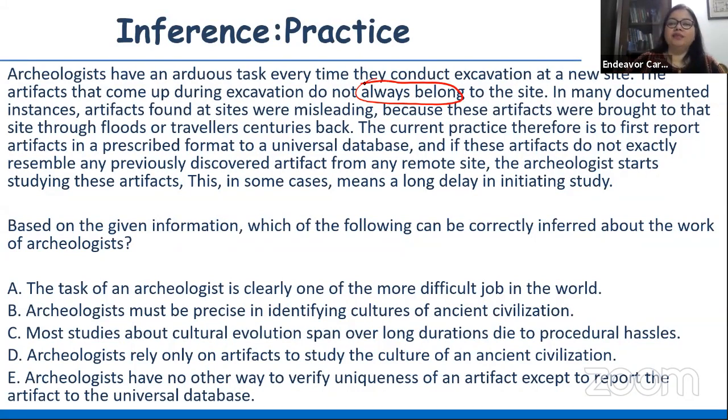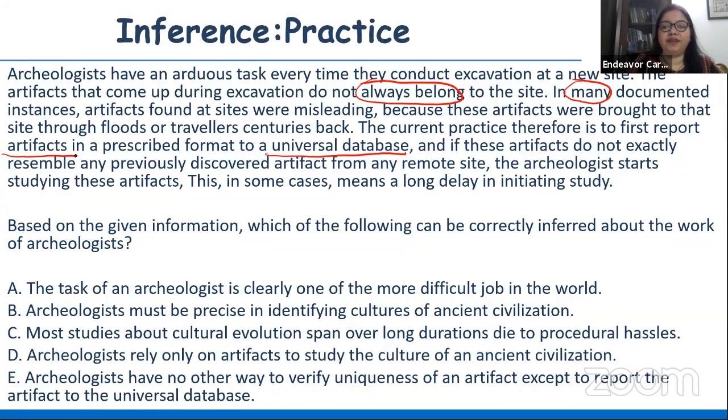In many documented instances, artifacts found at sites were misleading because these artifacts were brought to that site through floods or travelers centuries back, correct? So the artifacts did not belong to that place. They were brought there by floods or travelers. The current practice, therefore, is to first report artifacts in a prescribed format to a universal database. So whenever they come across any artifact, what do they do? They report it to a universal database, right? The artifact is reported to a universal database.